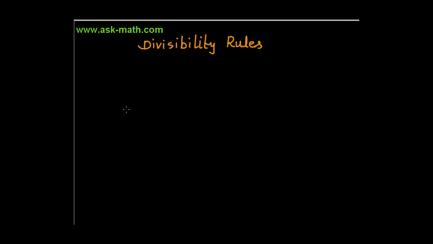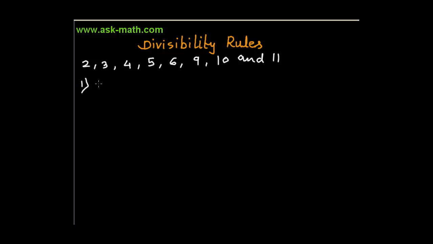Hi, I'm Anita. Today I'm going to teach you divisibility rules. Divisibility rules are used to find the division of a given number by a divisor in a shortcut way without doing actual division. There are different divisibility rules for 2, 3, 4, 5, 6, 9, 10 and 11.